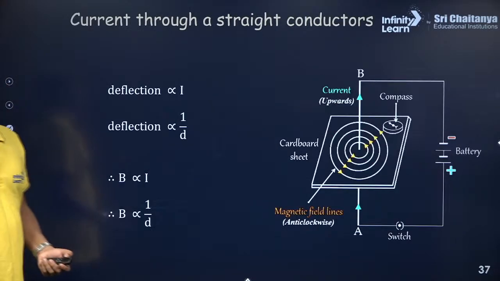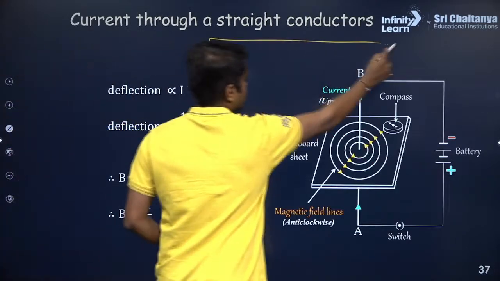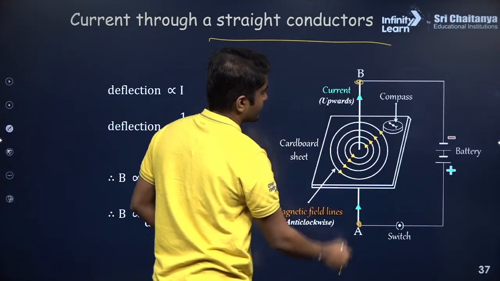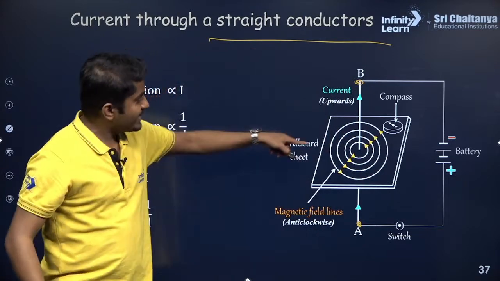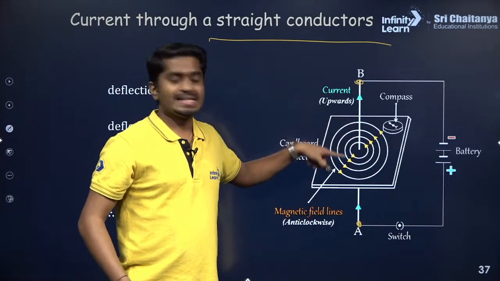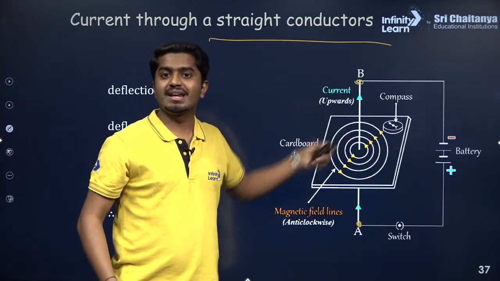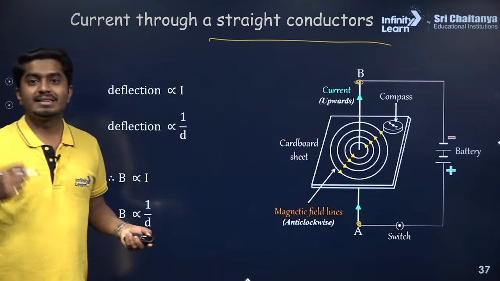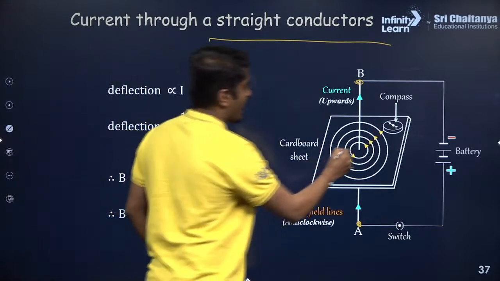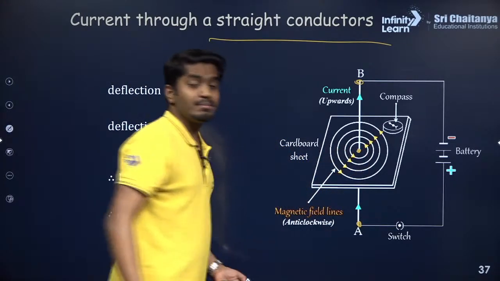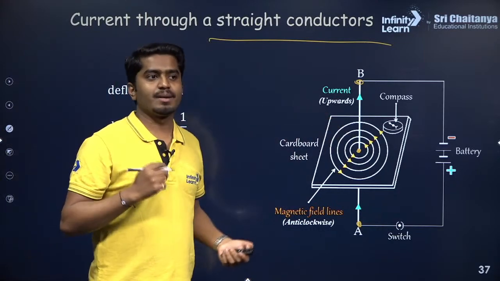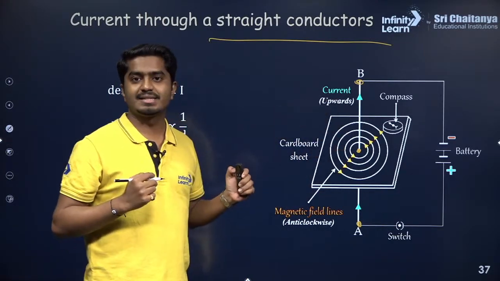So now when you have a straight conductor, this is a straight conductor from A to B. Correct? So these are the magnetic field lines. They are concentric circles. Can you see? These are concentric circles. That means all of them have exactly the same center and all of them are circular. That is the meaning of concentric circles.